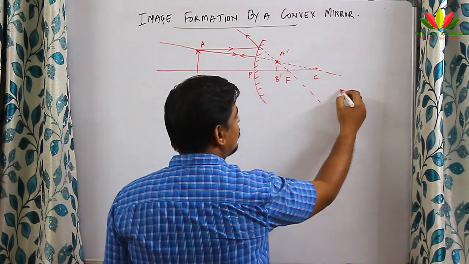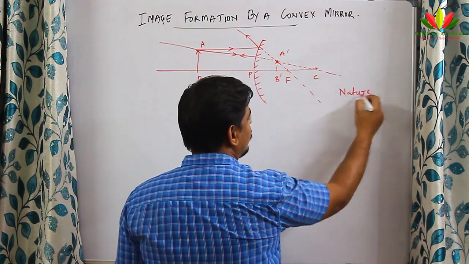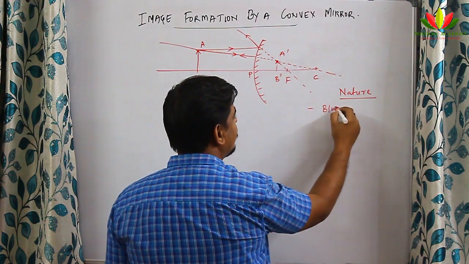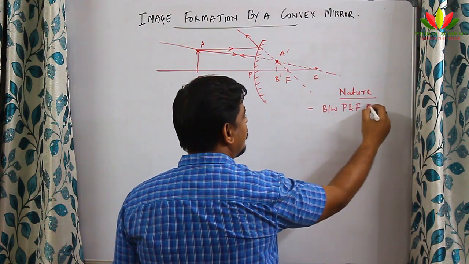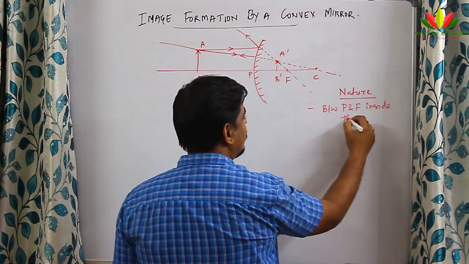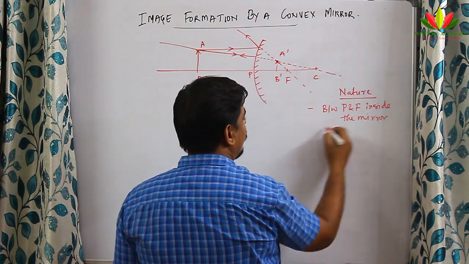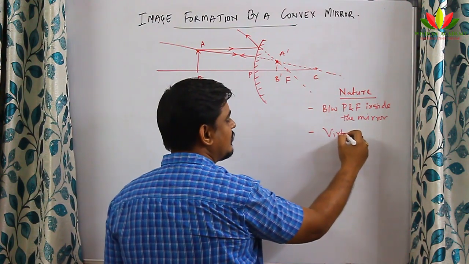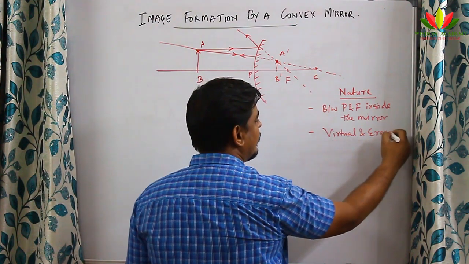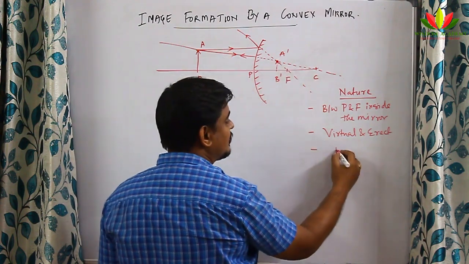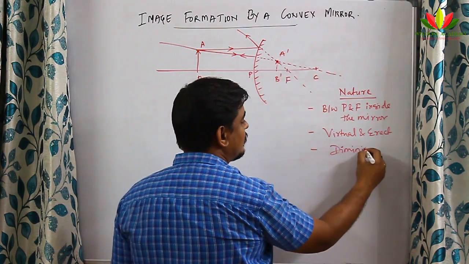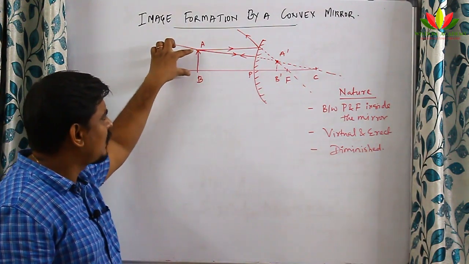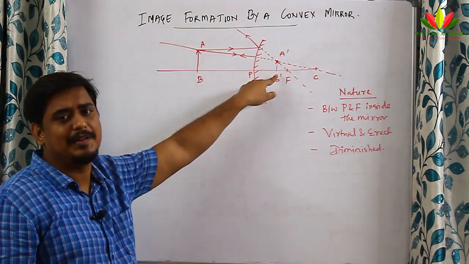So if I want to write the nature, first we write the location. What is the location? It is between P and F, inside the mirror. What is its nature? It is virtual and erect. And what is its size? It is diminished. So I am saying if you keep it anywhere, even if this object were kept here, the same image formation will happen.